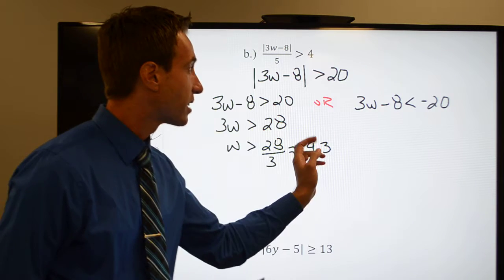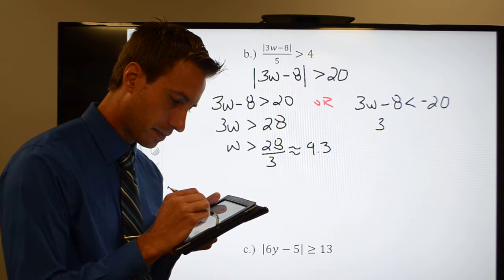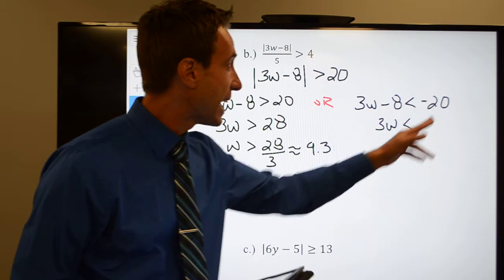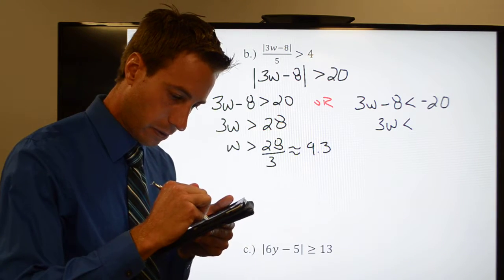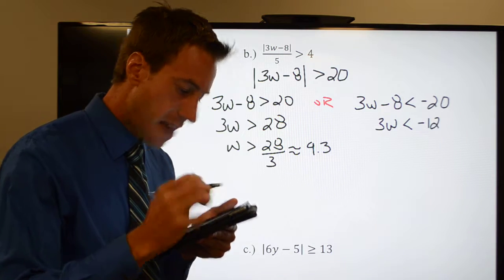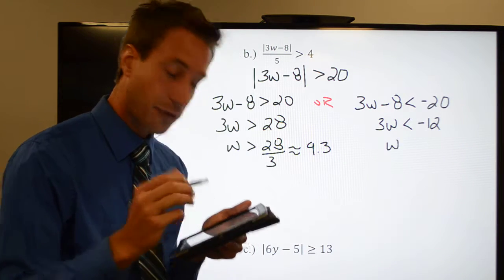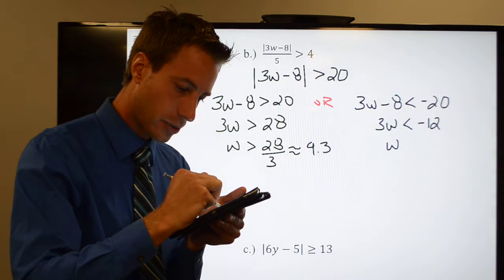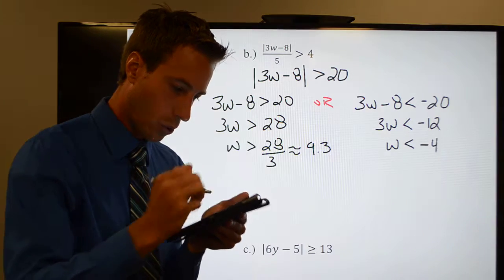Okay, over here on this side, I'm going to add 8 to the other side. When I add 8 to negative 20, that should leave me with negative 12. And then I'm going to divide both sides by 3. It is a positive 3 that I'm dividing by, so I don't have to worry about flipping the inequality. And w is going to be less than negative 4.